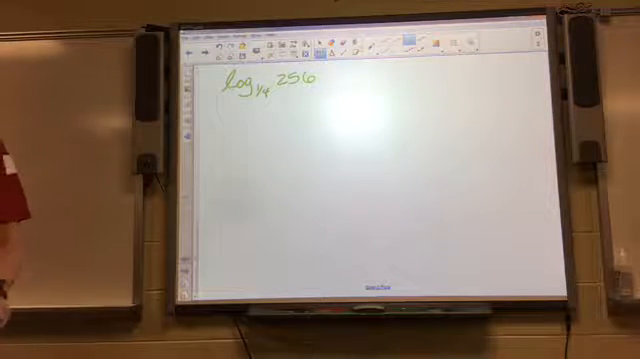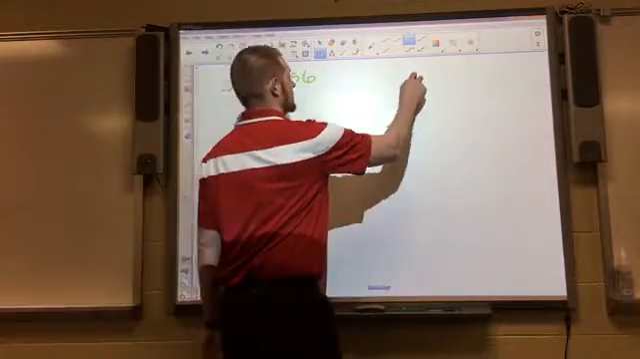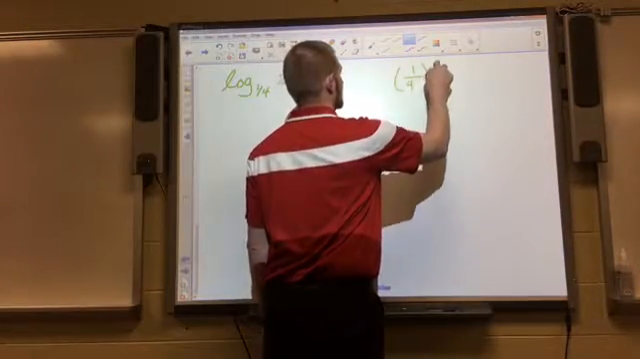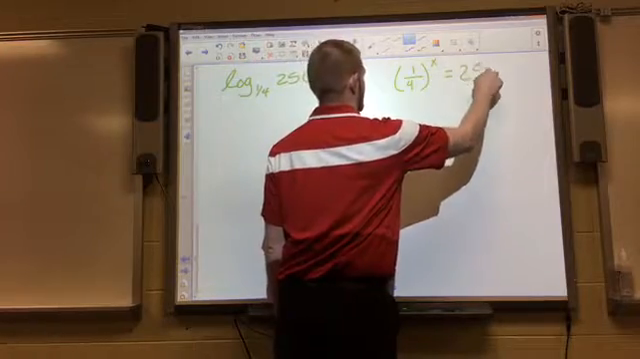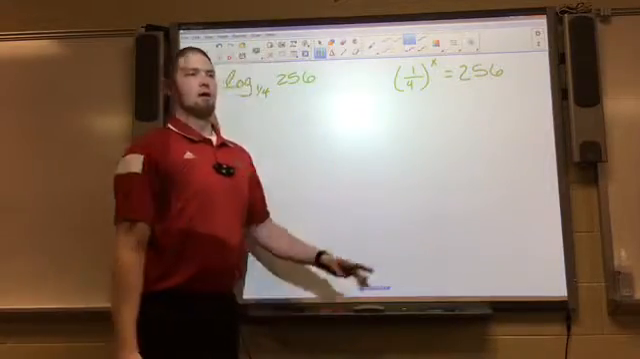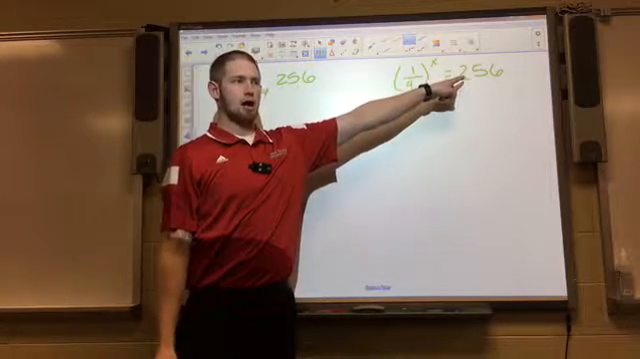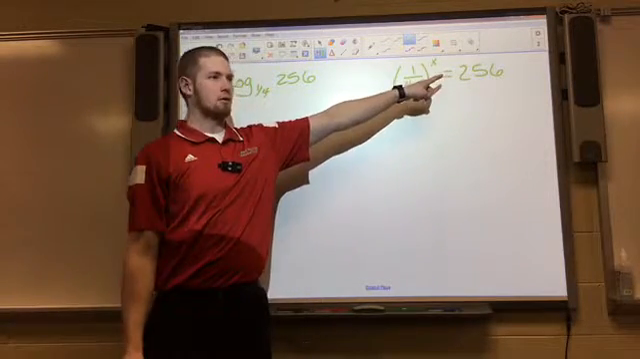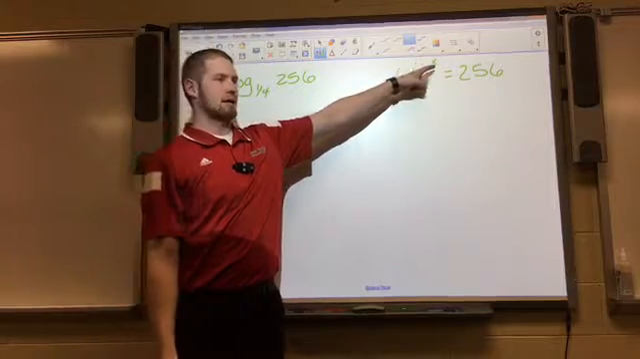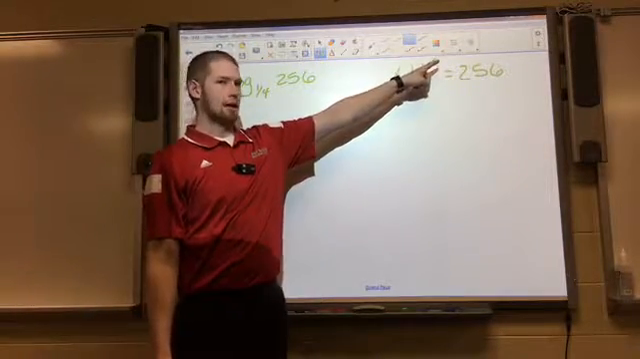So what am I asking myself here? 1/4 to what power equals 256, right? Now, if I'm changing a fraction to a whole number, what has to be happening, Jedediah? I got to flip it. So my x has to be negative.